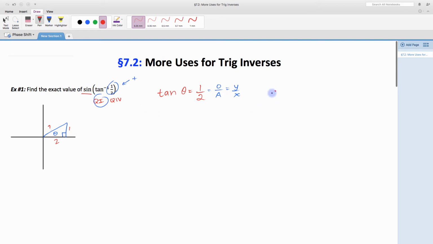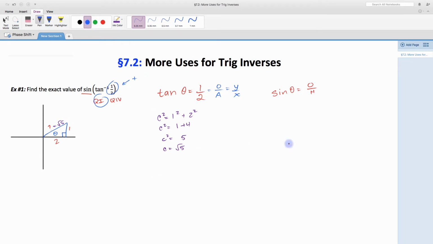The reason we need the hypotenuse is because we're trying to evaluate the sine. Remember that the sine of theta is equal to the opposite over the hypotenuse. So we have the opposite side, and we need the hypotenuse. Let's use the Pythagorean theorem. We have c squared equals 1 squared plus 2 squared, so c squared equals 1 plus 4, c squared equals 5. We take the square root of both sides and we get that c is equal to the square root of 5. So the measure of the hypotenuse is the square root of 5.